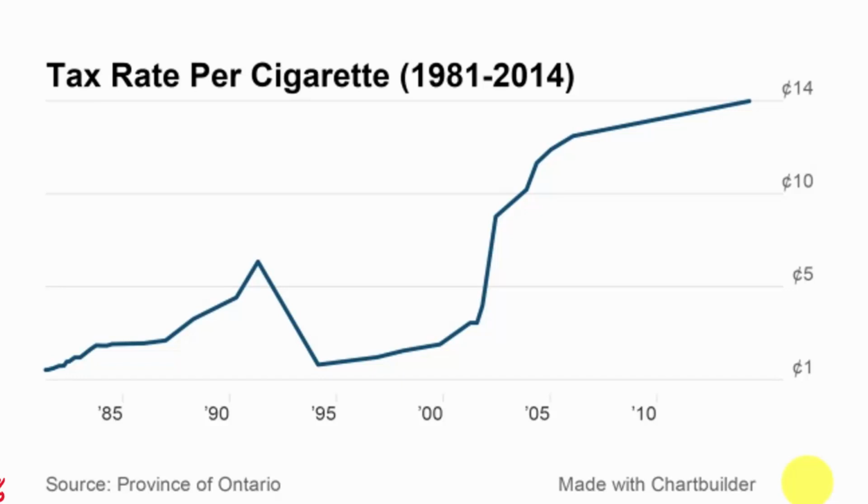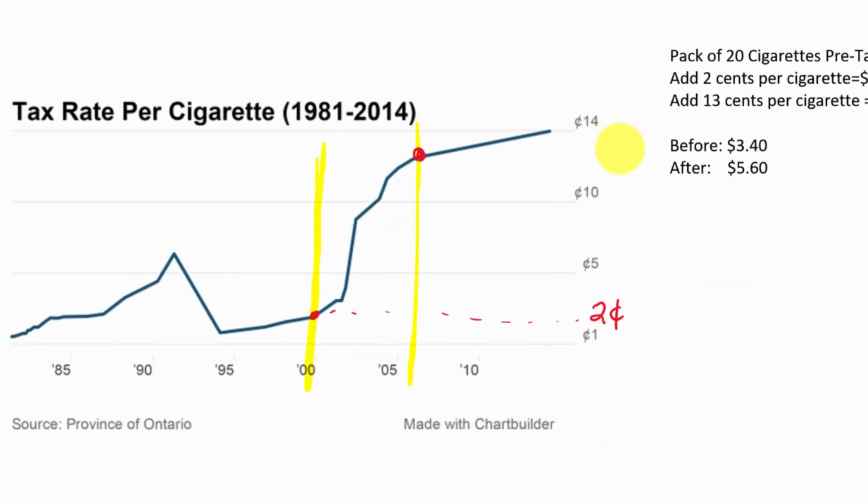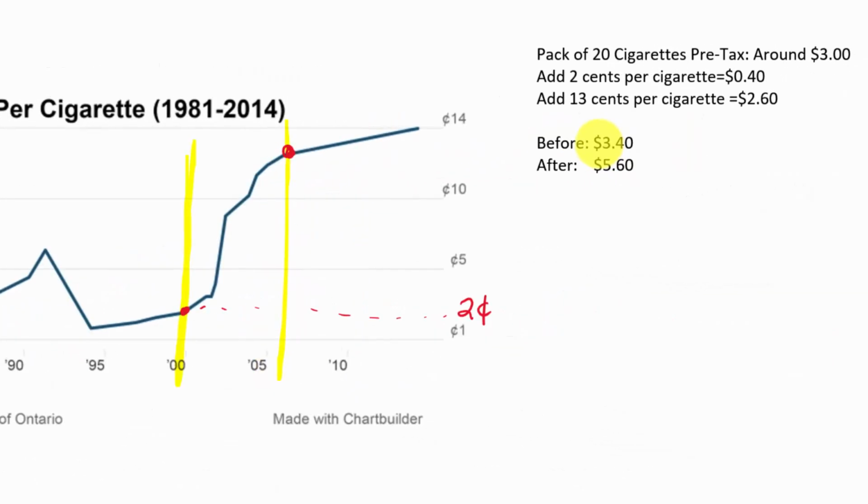And I saw this point here where it looks like between around the year 2000 and say 2006, they were increasing the tax a lot per cigarette in Ontario. It looks like the tax per cigarette, if we look over here on the right, say in 2000, might have been around 2 cents. And by the time we get to about 2006 here, it looks like the tax per cigarette might be somewhere around 12 or 13 cents, right? So let's assume that that's 13 cents.